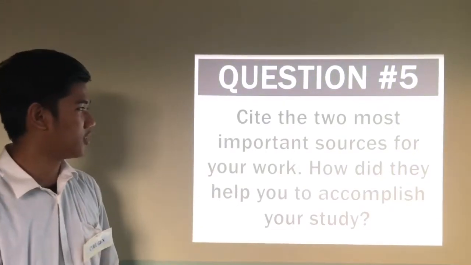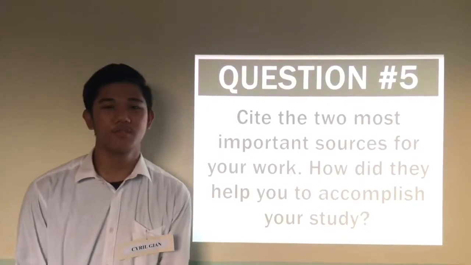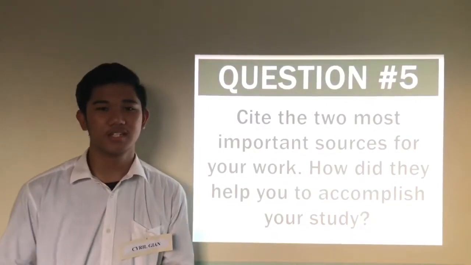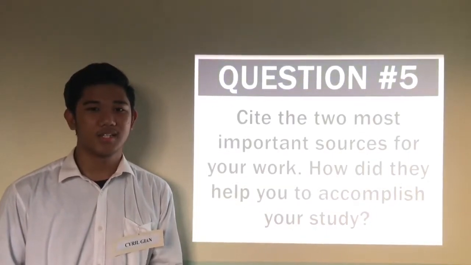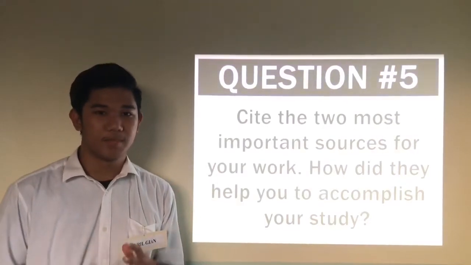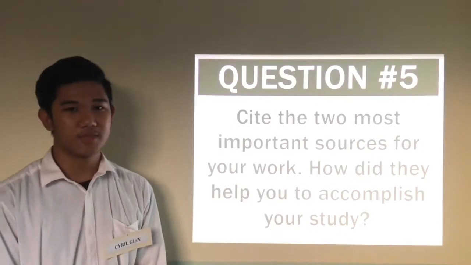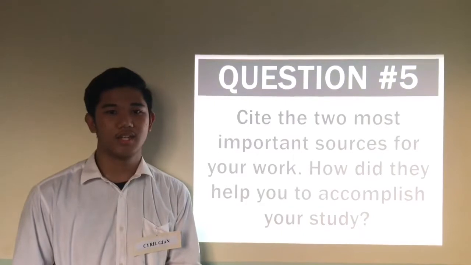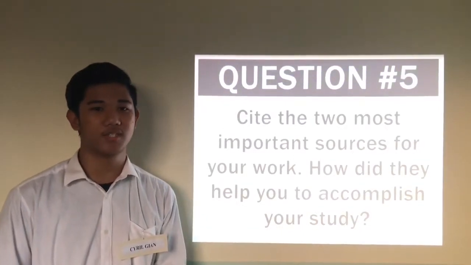Cite the two most important sources for your work. How did they help you to accomplish your study? The two most important sources for our work were the internet and our respondents. The internet helped us in gathering information about our related literature and related studies of our dependent and independent variables for our Chapter 2. While the respondents were the ones who answered our survey questionnaires, and they enabled us to make a result on our study and to support our formulated hypothesis.